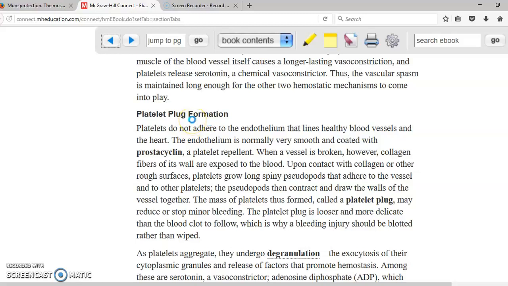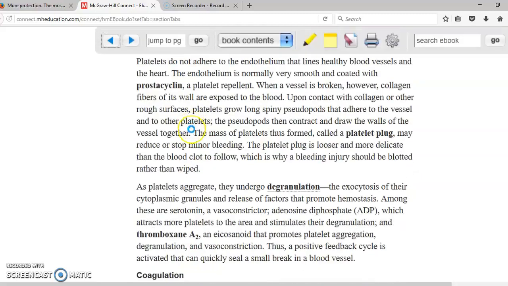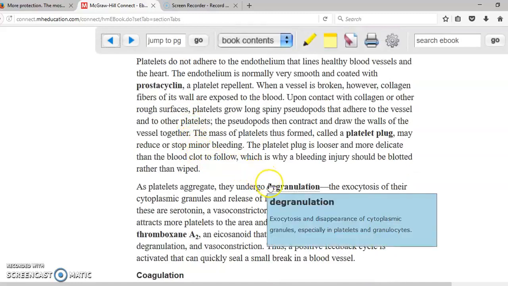A very important step is the presence of a substance called von Willebrand factor. Von Willebrand factor is like a glue that will help these platelets attach to the blood vessel to initiate the platelet plug. So once the platelets start attaching to the blood vessel, the platelets are going to start releasing some chemicals by a process called degranulation, as you can see here.